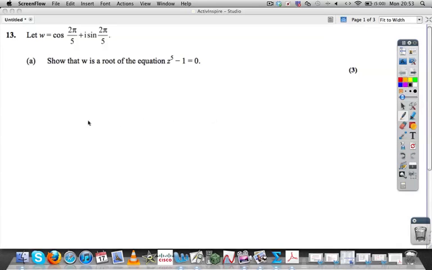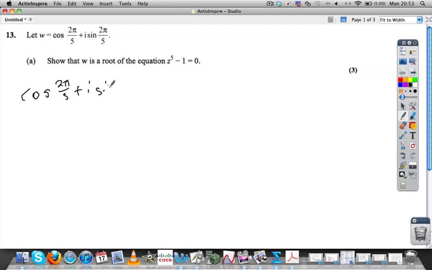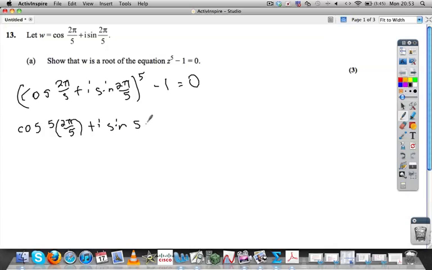So, where's my pen? There. We're going to take cos 2 pi over 5 plus i sine 2 pi over 5, and we're going to try to show that this thing to the power of 5 minus 1 is 0. Excellent. Well, we know that by De Moivre's the r value is 1, so the fifth root of 1 is just 1, that's not a problem. Then let's bring 5 in front of each of these. So now you have cos 5 times 2 pi over 5 plus i sine 5 times 2 pi over 5, and minus 1 equals 0.